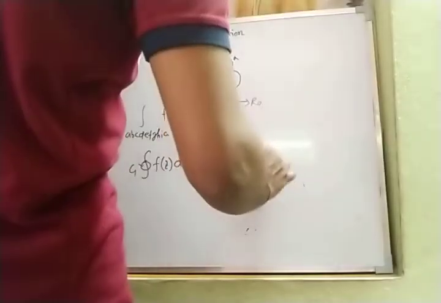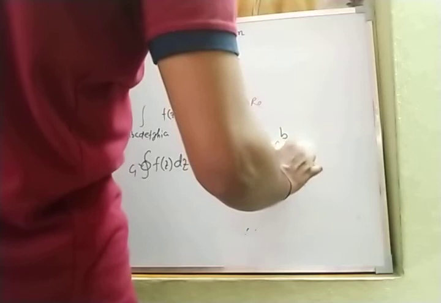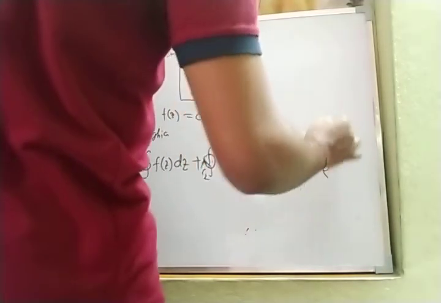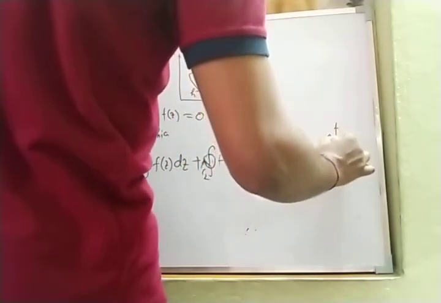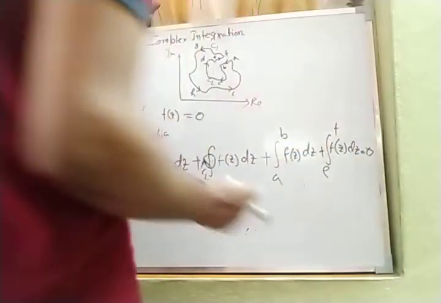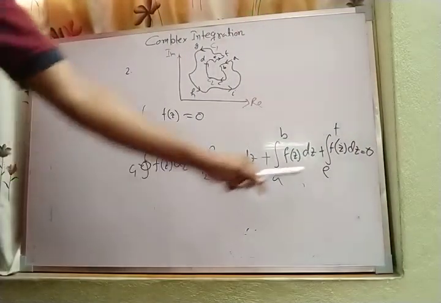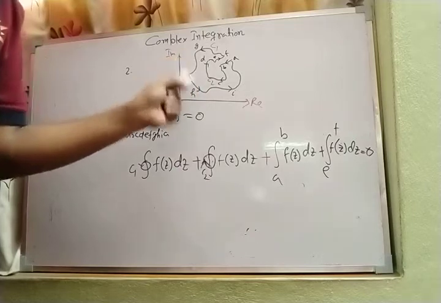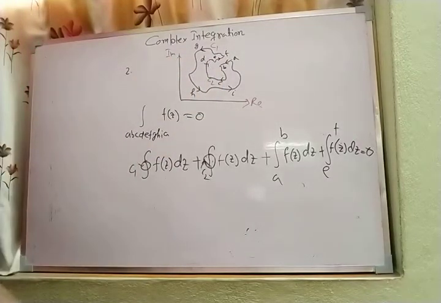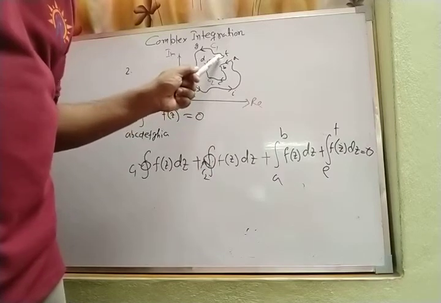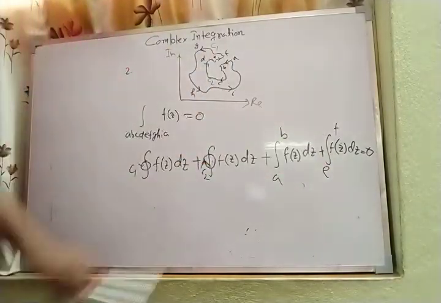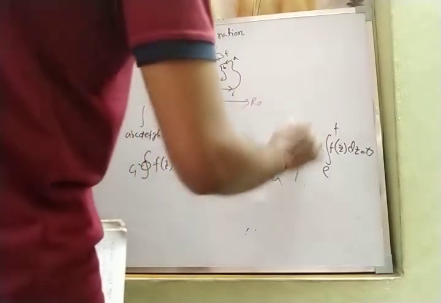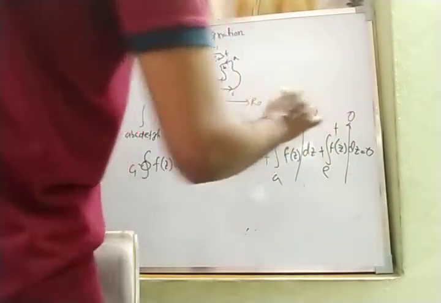Let us write plus integration A to B F of Z dz plus integration E to F F of Z dz, that is equal to 0. So from this to this we can easily write this. So this part gives this and this part gives this, and C1 for this and C2 for this. Okay, now we can easily see that this part and this part cancel out because this gives the same value in opposite direction. So this should be 0.